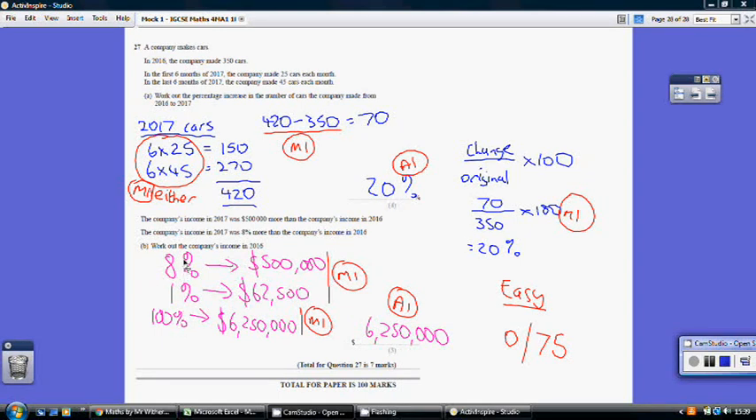So to do that, I first of all divided by 8 to take me back to 1%. So 1% is 62,500. Multiplied this by 100 to get the 100%. That gives me $6,250,000.